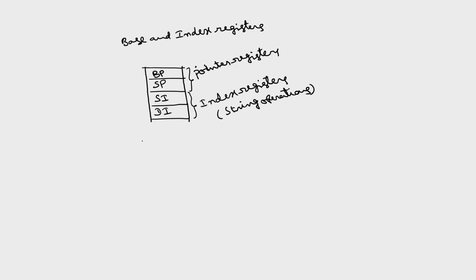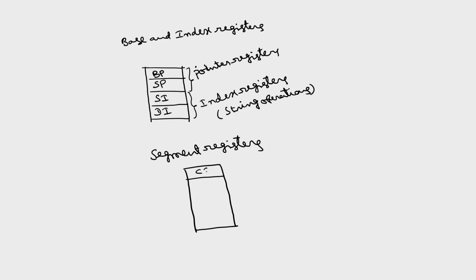And there are some other registers called segment registers. These are very important registers in 8086. There are 4 segment registers, which are called code segment, data segment, stack segment, extra segment, and along with these there will be one instruction pointer. This instruction pointer is similar to the program counter in the case of 8085.